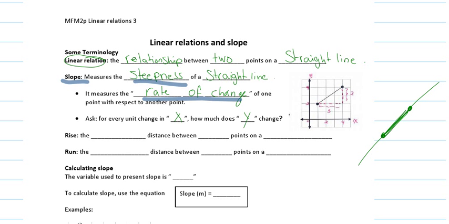When I say the word rise, what does that mean? Going up, right? When you're rising, you're going up, right? So the word rise means the vertical. Vertical means up. So it's the vertical distance between 2 points on a straight line.